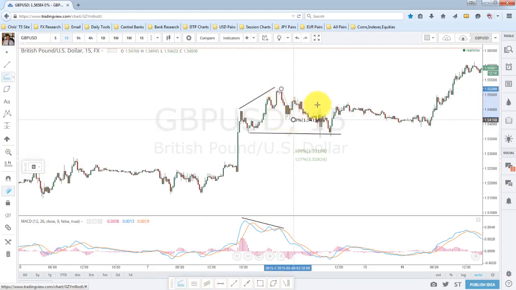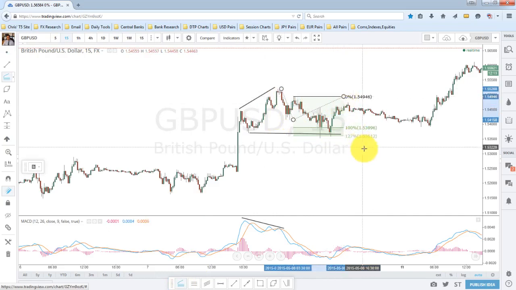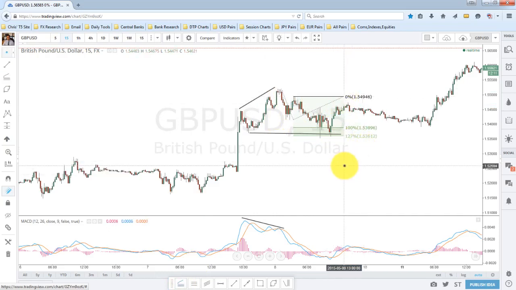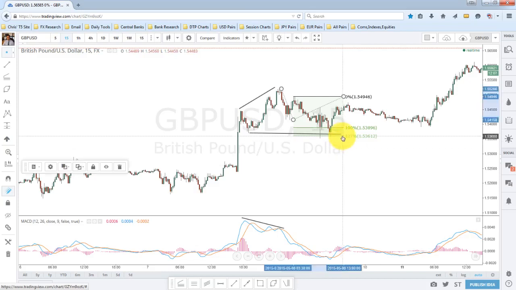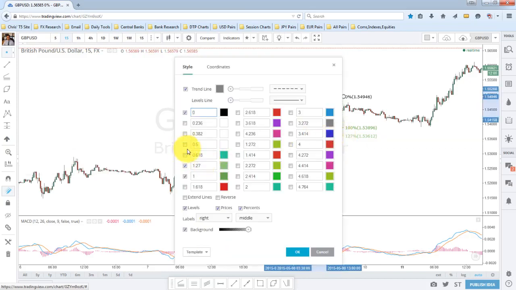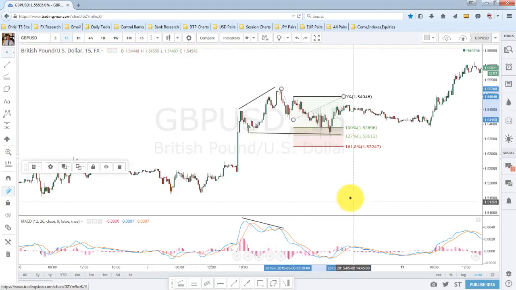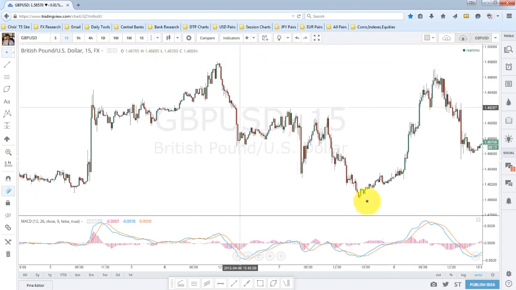If we do the measurements on the entire cycle, it did not extend. It moved equal legs 127, and that was it. In order for this to qualify, it would have had to extend to the 1618, and it did not do that. Okay, another qualified setup.